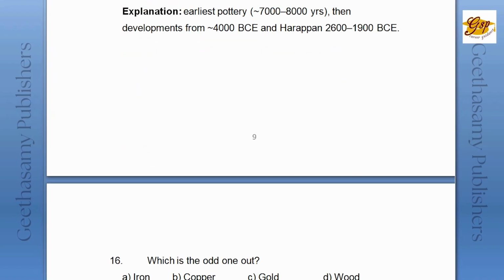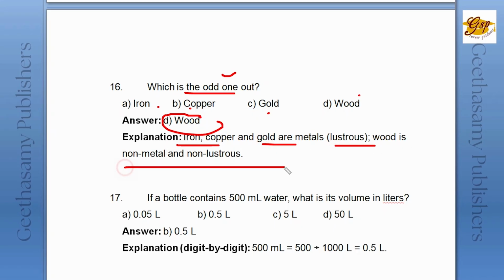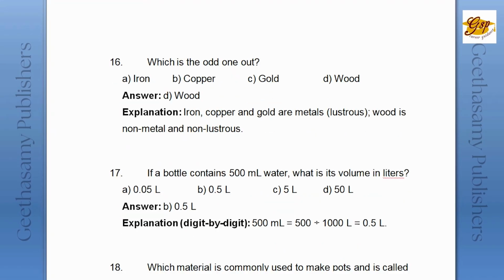Fine. Then the 16th question. Which one is the odd one out? Iron, copper, gold, wood. Definitely it is wood. All are metals except wood, which is a non-metal. Explanation: iron, copper and gold are metals, they are lustrous, and wood is a non-metal. So that's the odd man out.